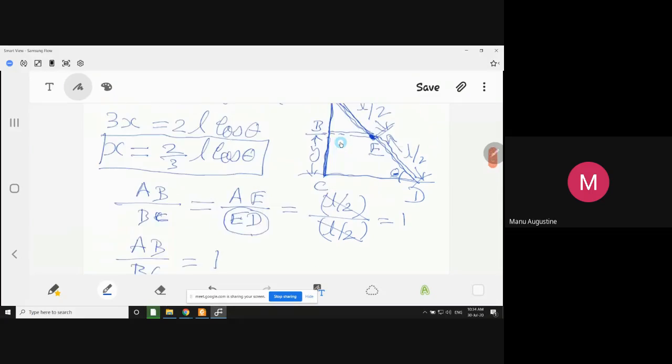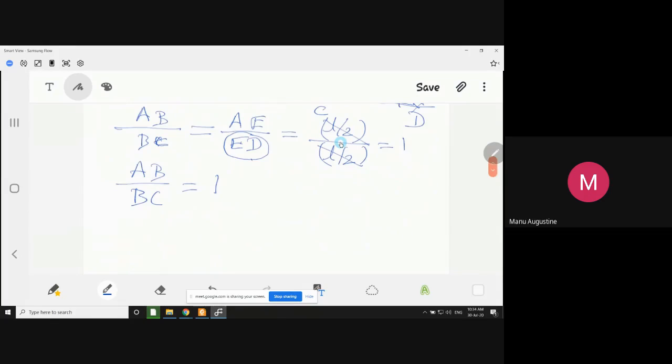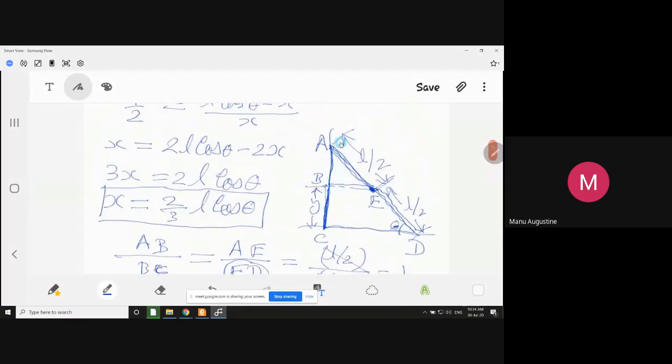Now let me see. What is BC? BC is Y. So I can write AB by Y equal to 1. Now what is AB? In order to get AB, what I will do is I will simply try to find what is AC. If this is theta, if this whole length is L, what is AC?